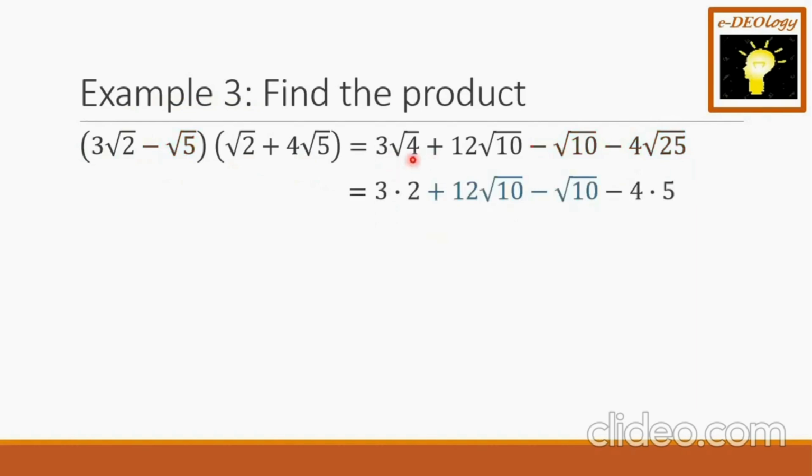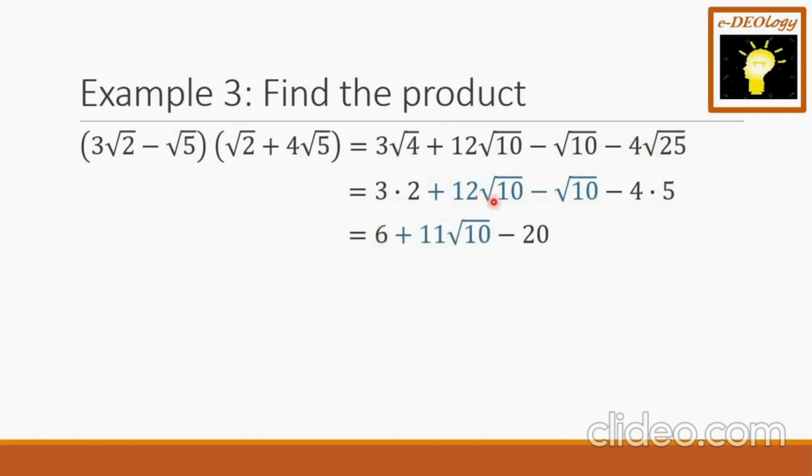Then let us simplify the first term. The square root of 4 will be 2. Later on, we will multiply to the 3. So the second term we copy also here. The third term also. For the fourth term, we can simplify this square root of 25 to be 5. Then later on, we will multiply to the number 4. On the next line, now is the product. The 3 times 2 is now showing as 6.